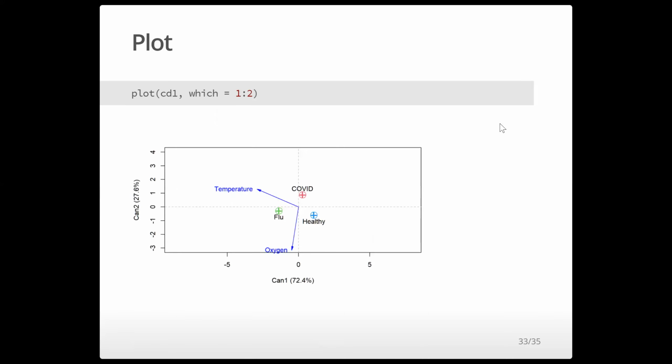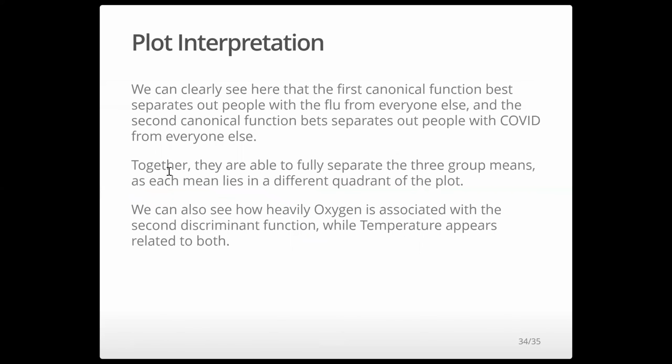So here is the plot. So we see here that the first discriminant function really is separating out the flu, which is very far to the left over here, and then COVID and healthy are sort of in a similar location further to the right. And then the second discriminant function, on the other hand, has COVID very high up here, whereas flu and healthy are much closer together down here. We also see that temperature is sort of at an angle to both axes. So that means that it's providing information to both axes, whereas oxygen is really pointing down towards this second axis, the y-axis. So the second discriminant function is really being driven by oxygen. And so this is, again, what I just said on the previous slide, just the interpretation.